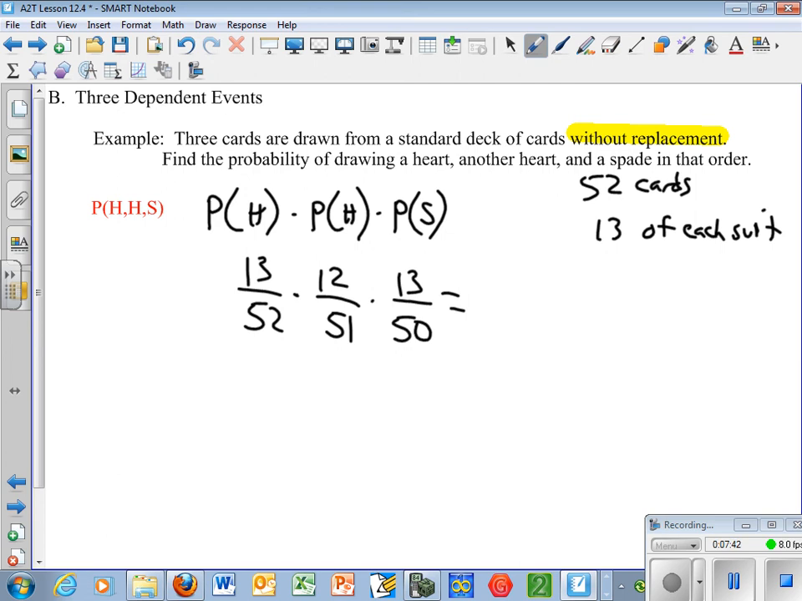So if you go through and multiply here, you could do some reducing or multiply. If you do the calculations, 13 times 12 times 13 equals whatever, and then 52 times 51 times 50, and then divide them. You should get about 0.015 or about 1.5%. If you want to reduce first, you could have reduced the 13 over 52 to 1 over 4 and done some other reducing and canceling. Either way you do it, whether you just divide at the end or reduce first, you should get about a 1.5% chance.